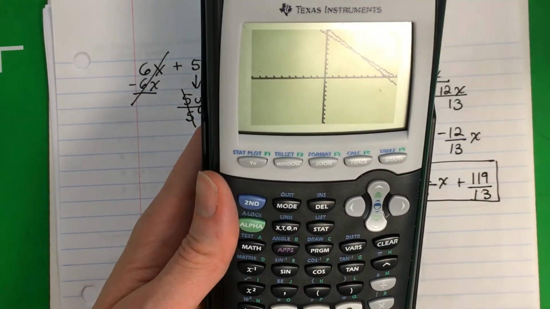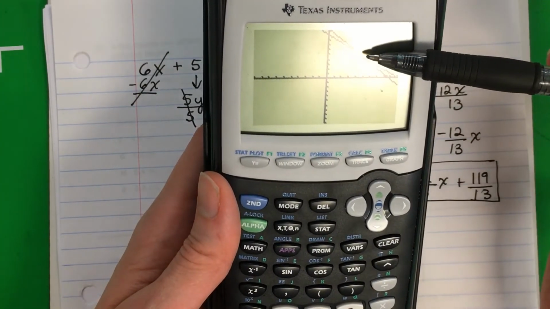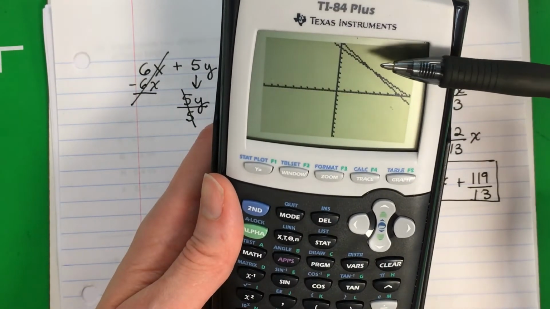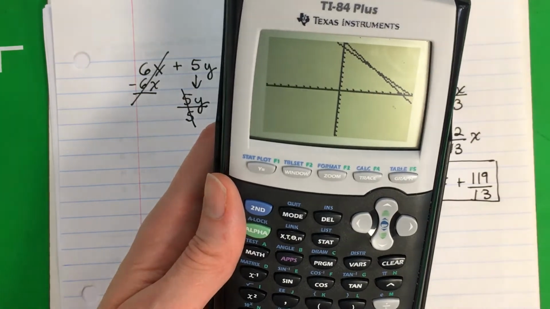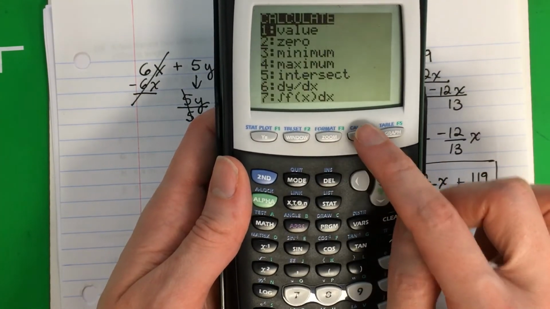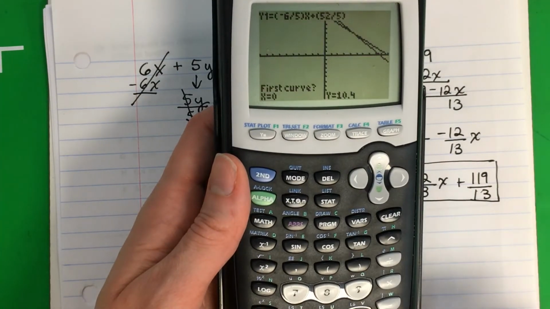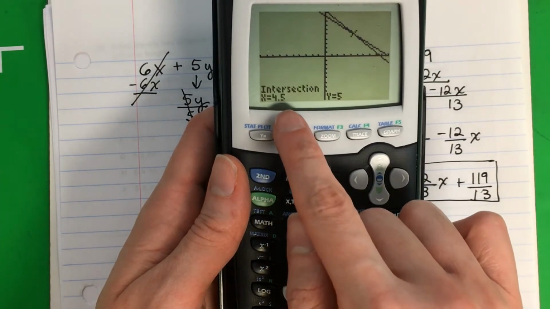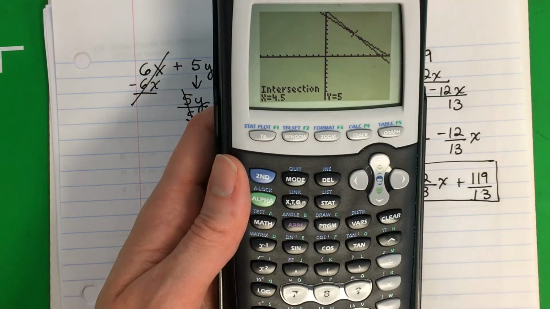Okay, looks like my answer is going to be right here where they touch. So how to find that is you need to push second, calc, the number 5, enter, enter, enter. So my answers are 4.5 and 5.